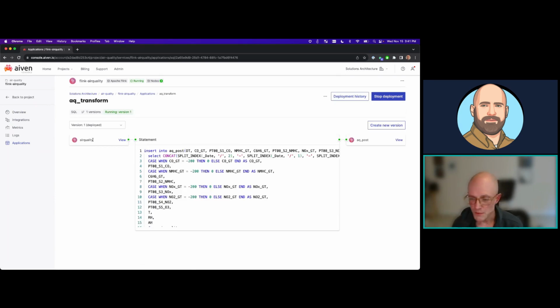And I have a transformation running that is bringing my date and time separated values into a distinct timestamp. I'm zeroing out some of my bad read data as well. Probably not a good way to do it in real life, but that's what I've done here for the sake of demoing. And I'm pushing this into another Kafka topic running on that same service.